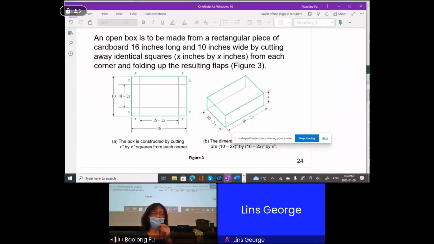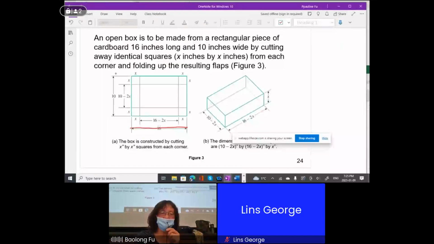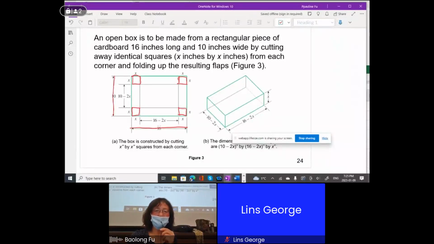An open box is to be made from a rectangular piece of cardboard, 16 inches long and 10 inches wide, by cutting away identical squares from the four corners. These squares are x inches. Then you fold it up, and it becomes an open box.